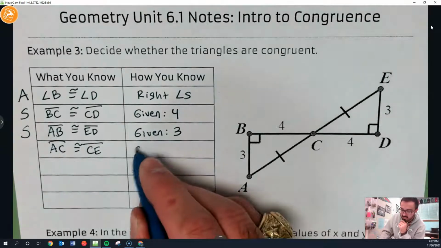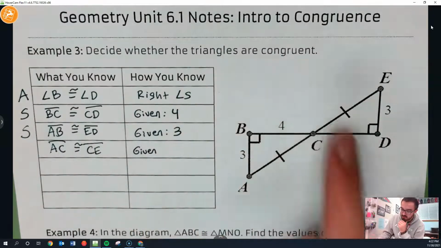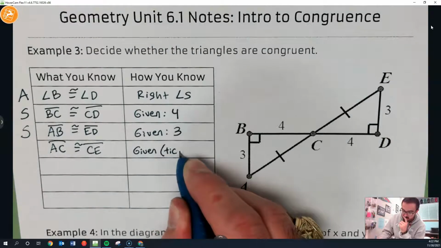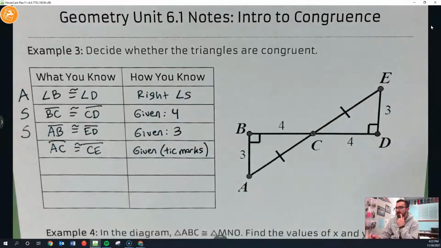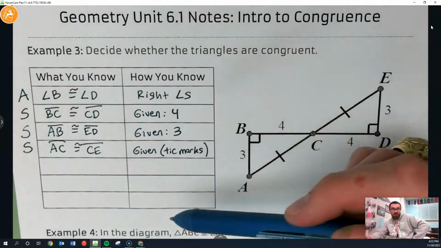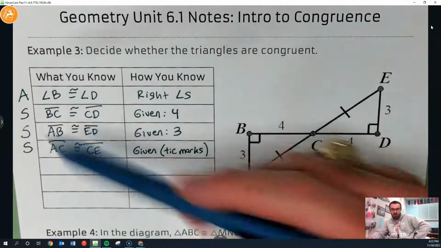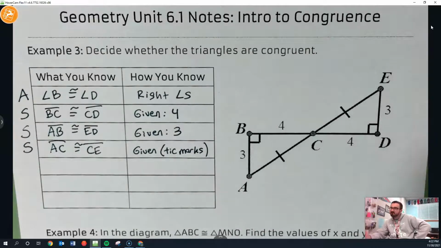Why do we know that? Well, it's given in our picture, and these are called tick marks. Okay. Cool, so we know another side. So we actually know that all 3 sides are congruent already. We know one angle. What else do we know? It gets kind of tricky, huh?